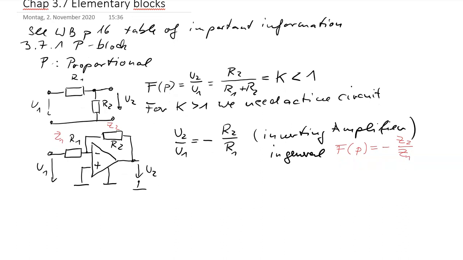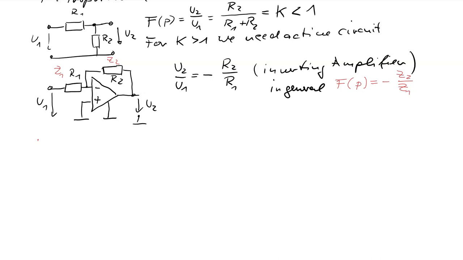The first step I want to calculate is the unit step response. Unit step response is easy, because this is just a constant factor, so the unit step response h of t is just K times sigma of t.